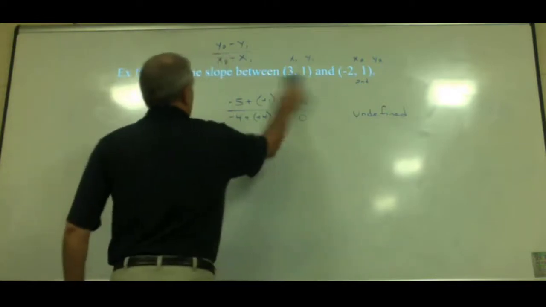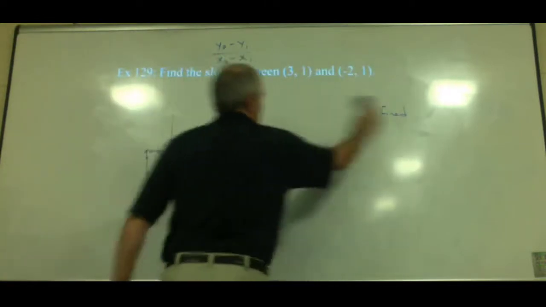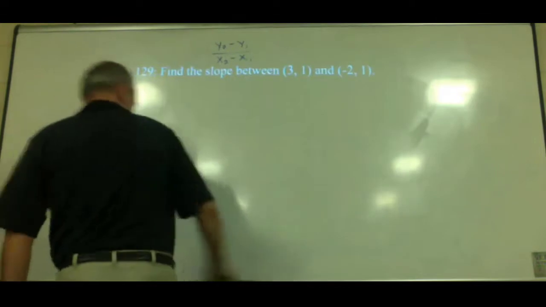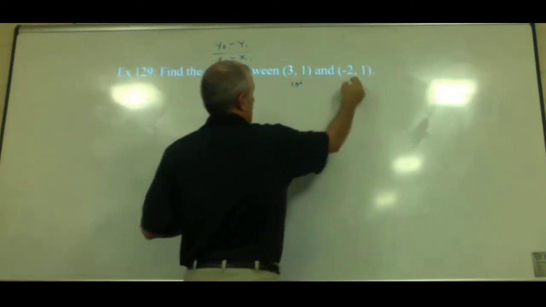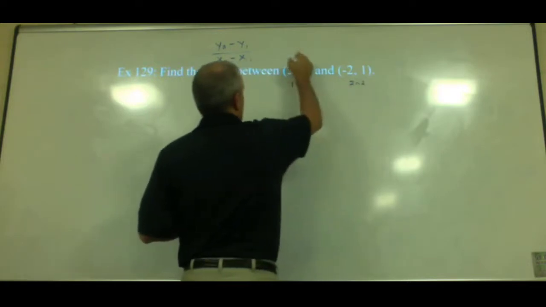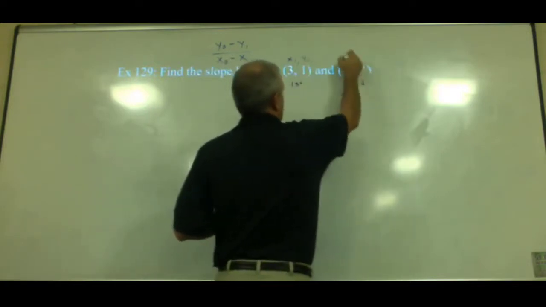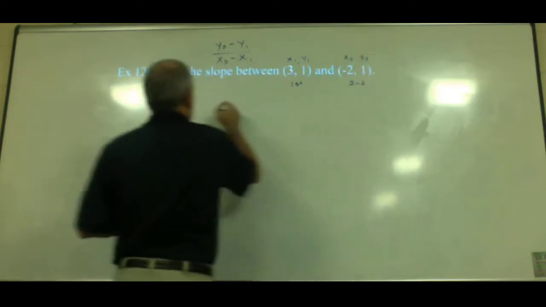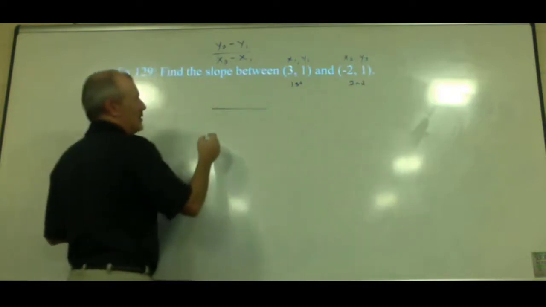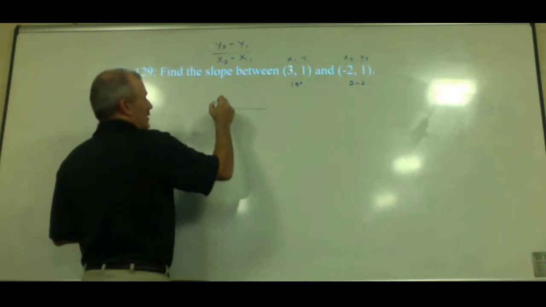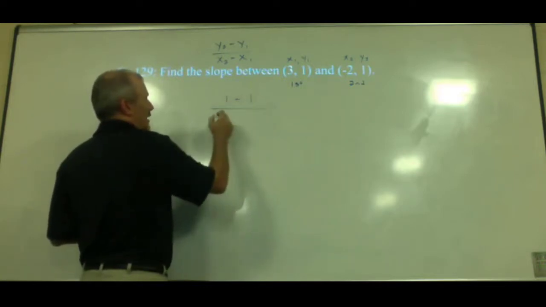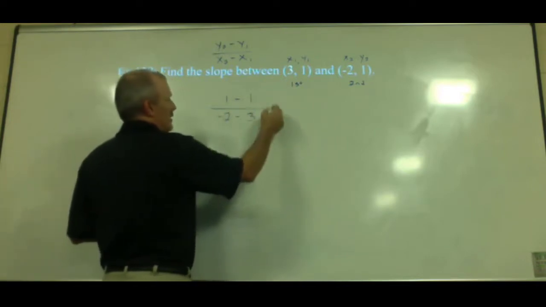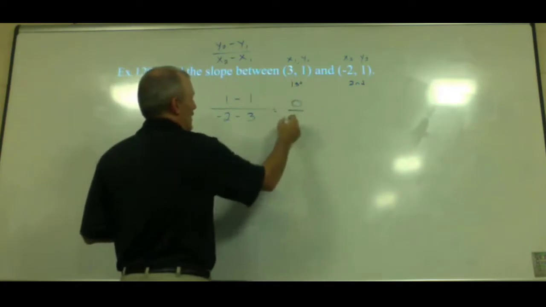How about this one? Which one would I pick first? And again, you guys pick whatever. Which one do you want to be first? 3. So first and second, that means this is x1, y1 and this is x2, y2. So looking at our fraction, what goes on the top? 1 minus 1. And on the bottom? -2 minus 3. So on the top we get 0. On the bottom we get -5.